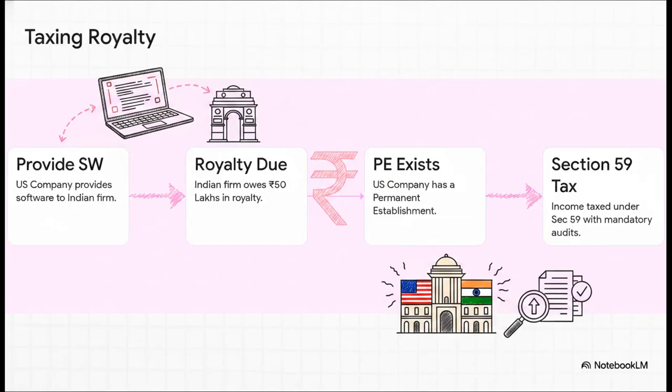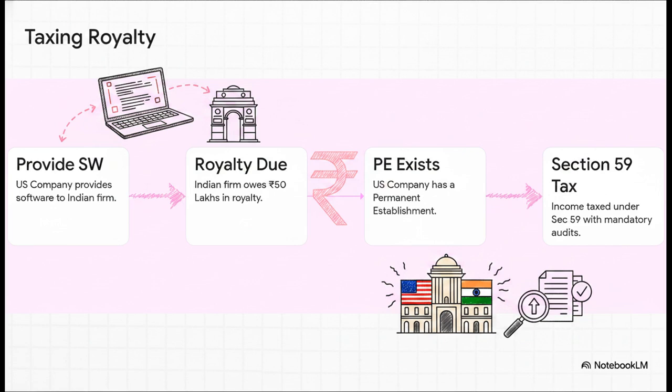Let's put this into perspective. Imagine a U.S. company providing technical software to an Indian firm, resulting in a 50 lakh rupee royalty payment. Now, if that U.S. company has zero presence in India, this is probably just a straightforward withholding scenario under Section 207 at 10%. But what if it turns out the U.S. company actually has a permanent establishment in India and the software provision is connected to that PE? That's when Step 4 kicks in.